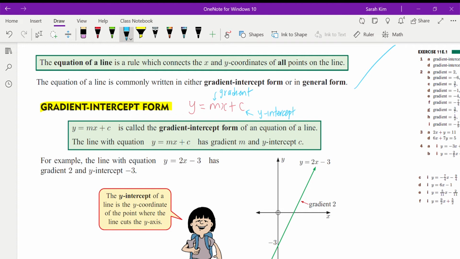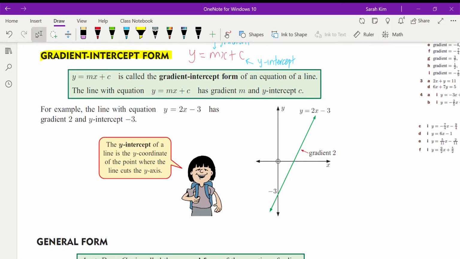So m is a gradient, c is the y-intercept. Obviously y value and the x value is just any values you can make it. You can do whatever you want. So for example, let's have a look at this example. y equals 2x take 3. You can hopefully see that the number 2 that's in front of the x is the m value, so that's the gradient. This negative 3 is the y-intercept. So you can see that negative 3 is the y-intercept over here. So basically what a y-intercept means is when the graph cuts the y-axis. And the gradient is 2, so it's a positive line.